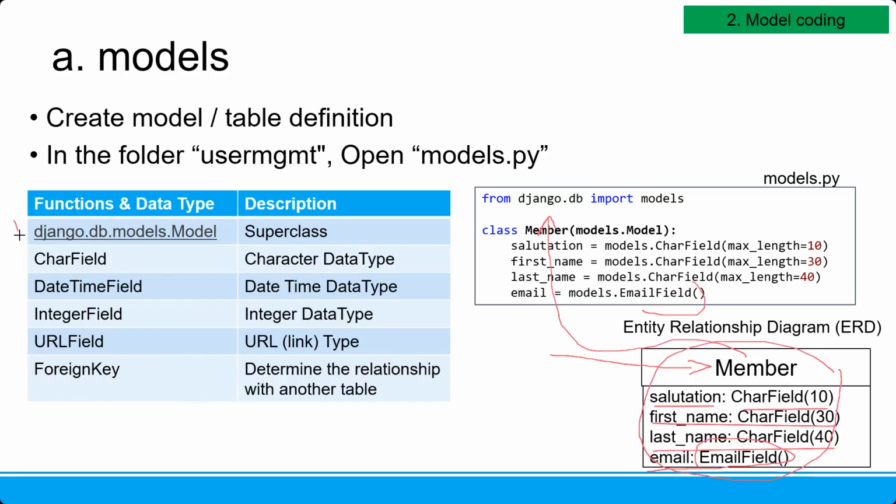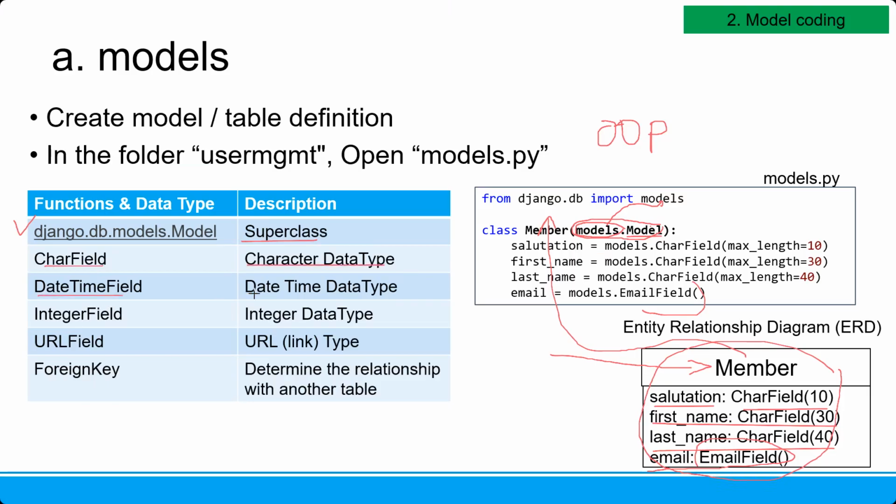So I give the explanation. If you use the model here, it is the superclass. So we use the model from Django. I hope that you understand OOP at this moment. OOP is from object-oriented programming. Because this model is a class in the models Python file, we call this the superclass. So the CharField is the data type with the character type.